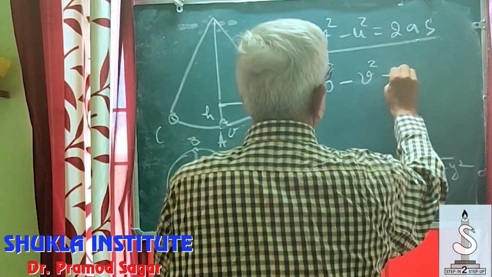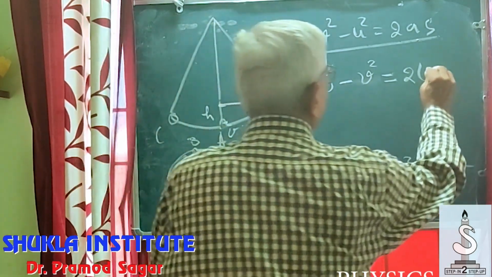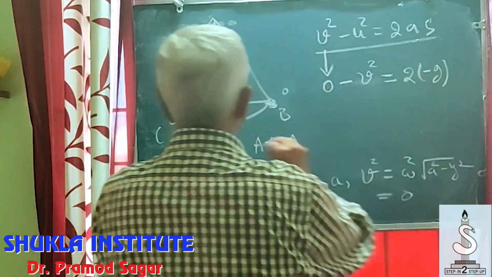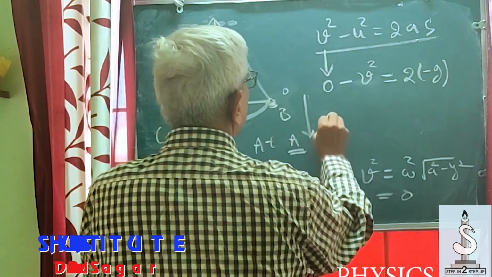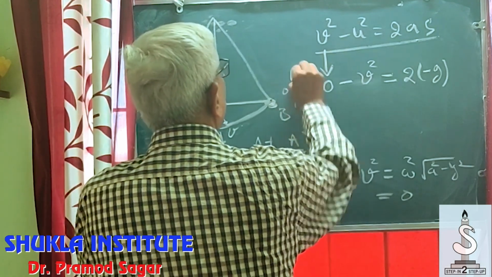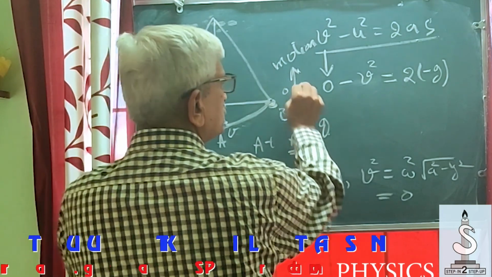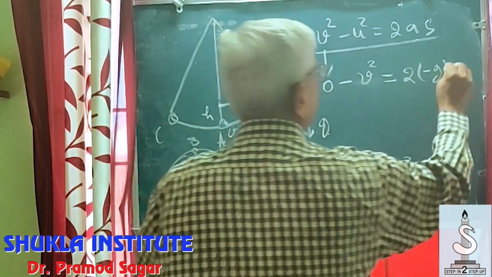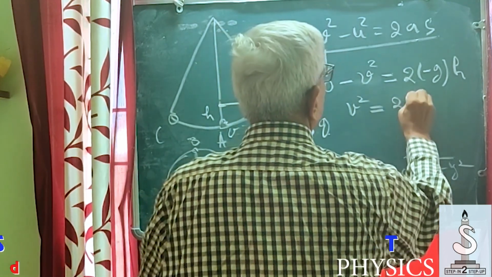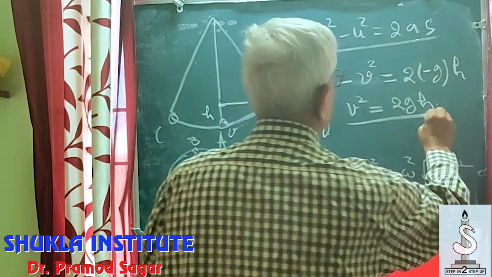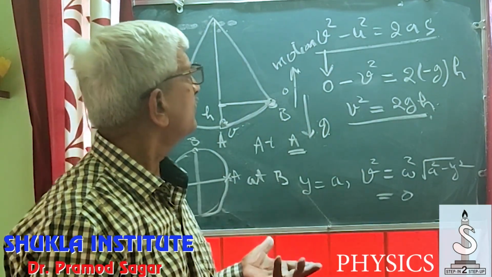so it is v square, is equal to 2 times acceleration. Acceleration is minus g, because in this case it is moving against the gravity. Acceleration is acting downward and the motion is upward. Therefore, we have to use minus g and h. So, v square is equal to 2gh.